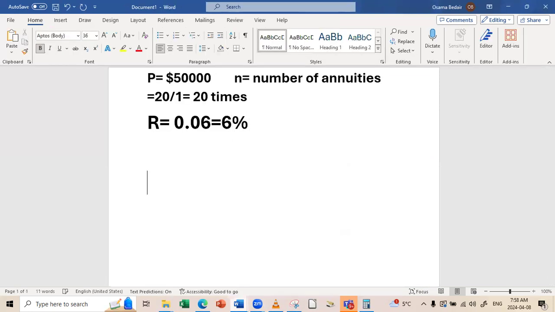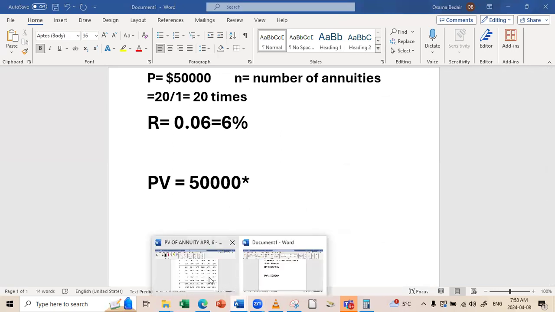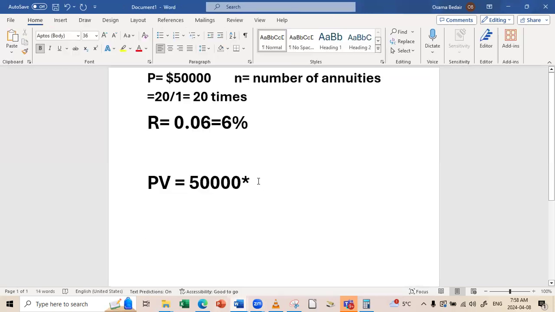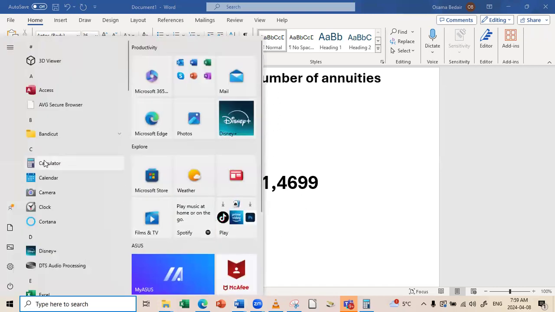Then I will say here, the present value will equal the 50,000 multiplied by the factor which we saw just now in the table, 11.4699. That I will multiply by using the calculator. Just let me get the calculator here. And I would get this number.